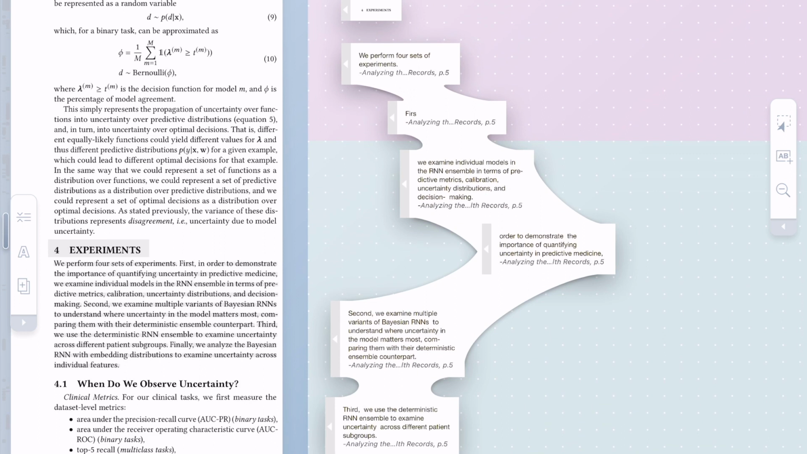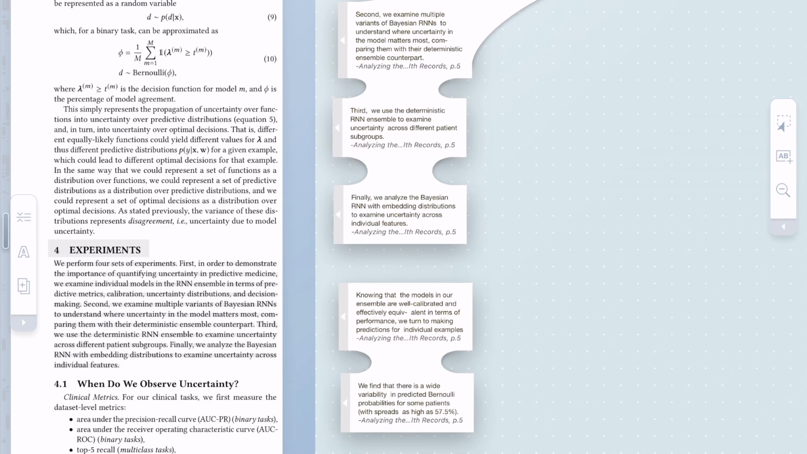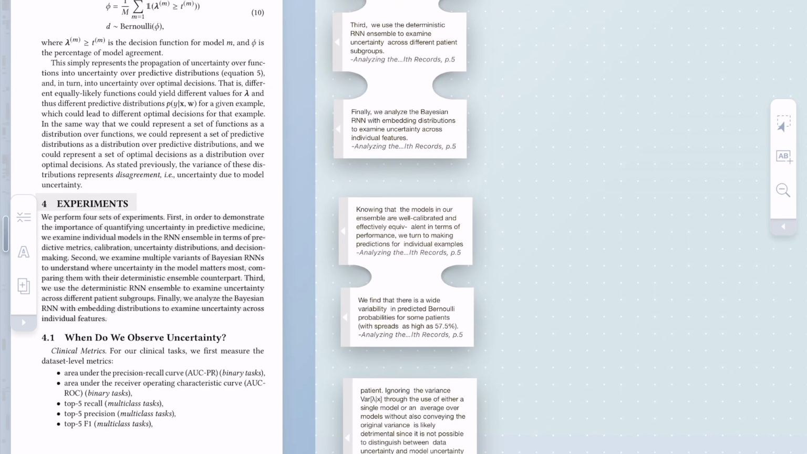They examined multiple variants of Bayesian RNNs to understand where uncertainty in the model matters most, and compare them with the deterministic ensemble counterpart. And then they used the deterministic RNN ensemble to examine uncertainty across different patient subgroups and cohorts. And finally, they analyzed the Bayesian RNN with embedding distribution to examine uncertainty across individual features. Now, don't worry about these descriptions, let's go forward.